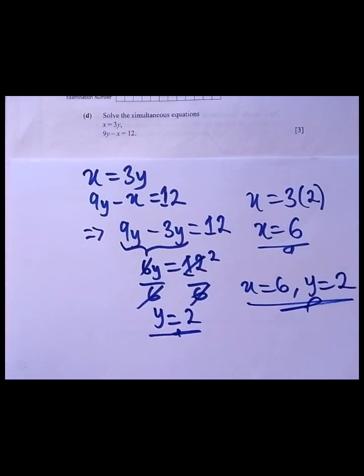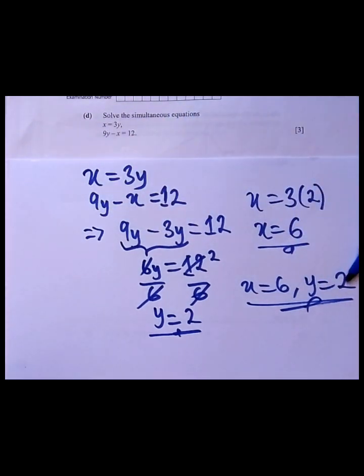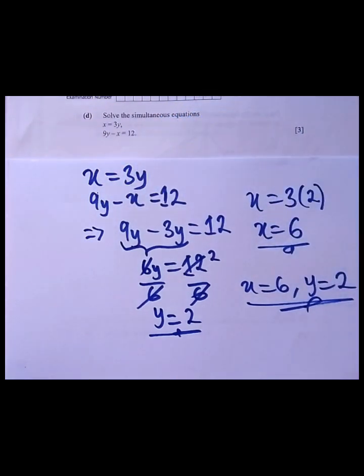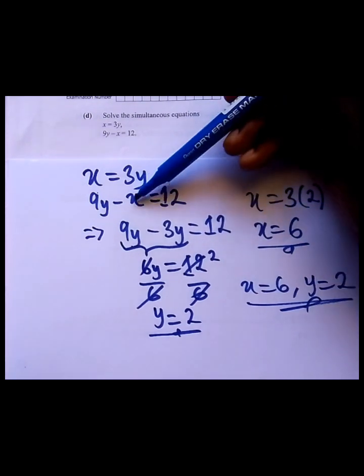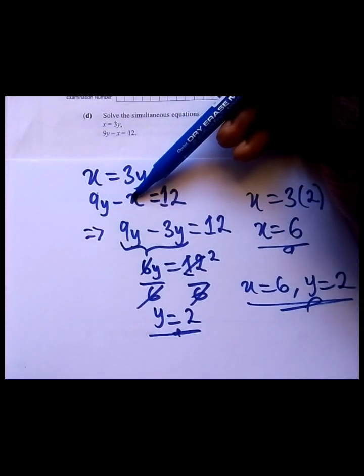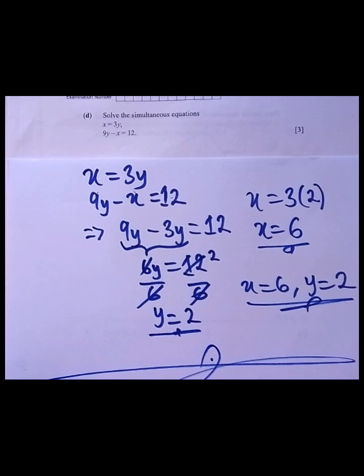So this can be proved. How can you prove it? Just substitute. Since y is equal to 2, what is 9 times 2? That's 18. Then minus x, which is 6. So 18 minus 6 gives a 12. And this is the solution to these simultaneous equations.